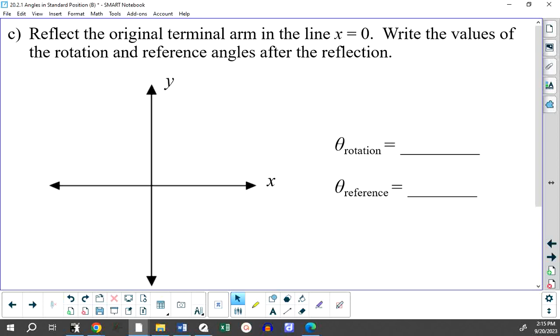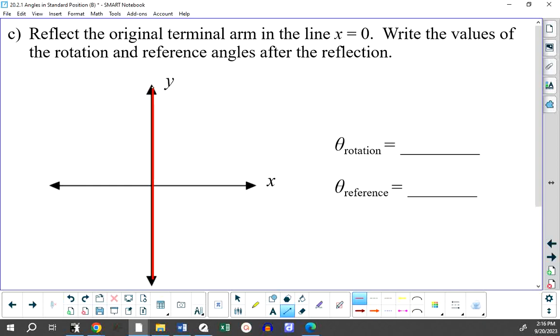So x equals 0 is the y-axis. That means I'm going to reflect this initial arm across this line. This is actually, whoops. Yeah, that's right. X equals 0 is the y-axis. I'm going to reflect it this way.